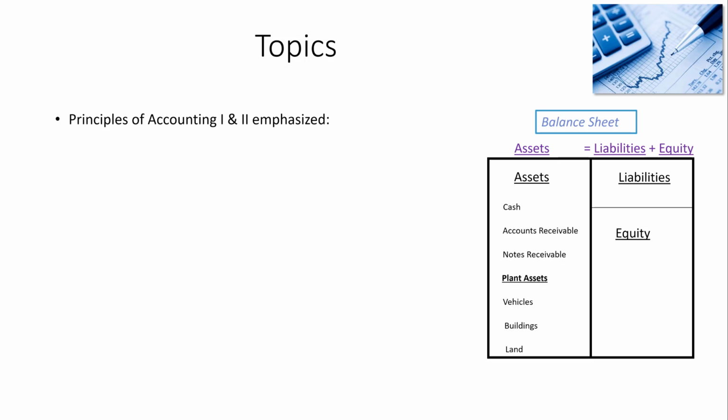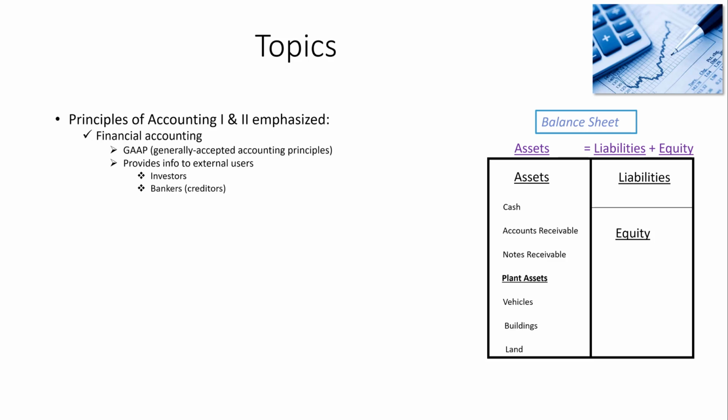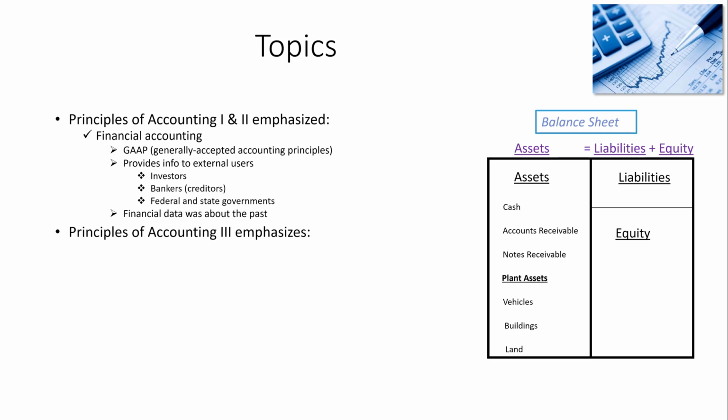Those classes also emphasized financial accounting, which followed generally accepted accounting principles to provide financial data to external users, such as investors, bankers, also known as creditors, and federal and state governments. And the information given to the external user happened in the past, such as last quarter or last year. But Principles of Accounting 3 emphasizes managerial accounting, accounting for managers and other internal users.